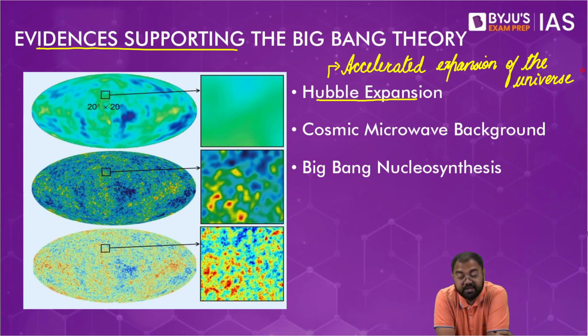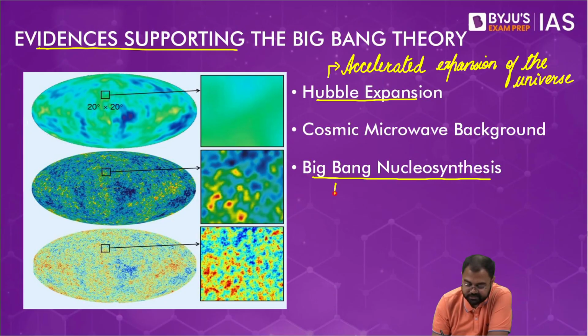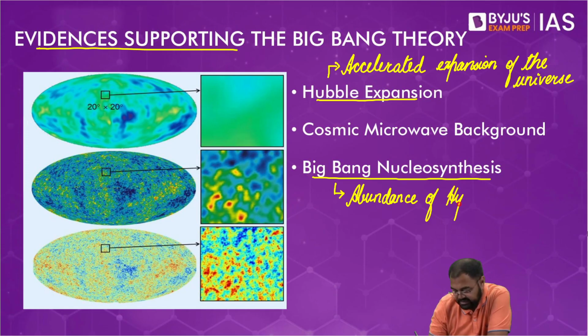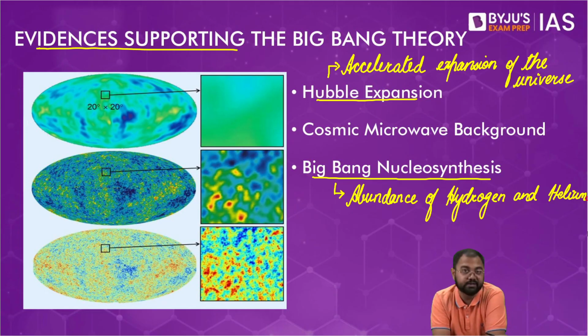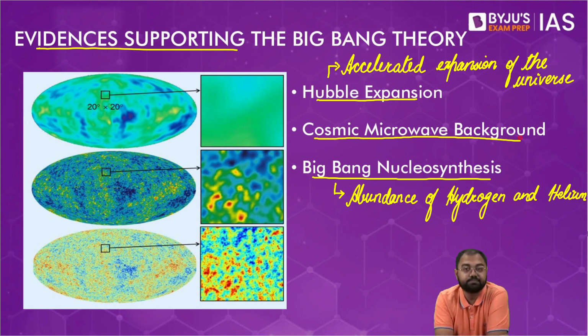Then after that, cosmic microwave background. Let's hold on to this concept. The third is Big Bang nucleosynthesis. Big Bang nucleosynthesis is nothing but the abundance of hydrogen and helium. And we discussed this as well, that 4% of the entire universe is just hydrogen and helium. So this abundance of hydrogen and helium is also explained by the Big Bang theory.